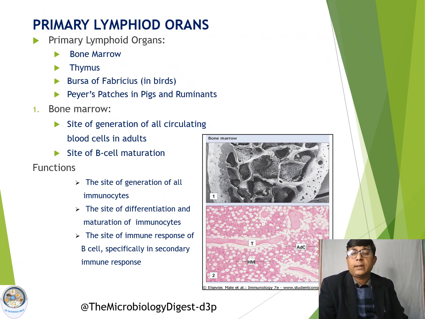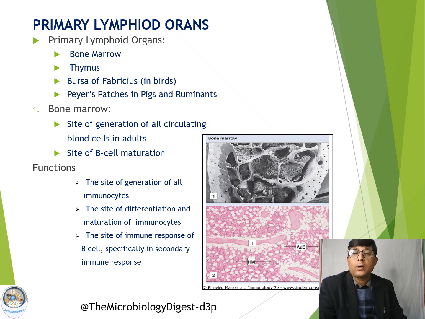Now we will be discussing each and every organ in detail. So first, we'll discuss the primary lymphoid organs, and the first primary lymphoid organ we are going to discuss is the bone marrow. Bone marrow is the site of generation of all the circulating cells. All the blood cells also generate from the bone marrow, and bone marrow also provides the site for maturation of the B cells.